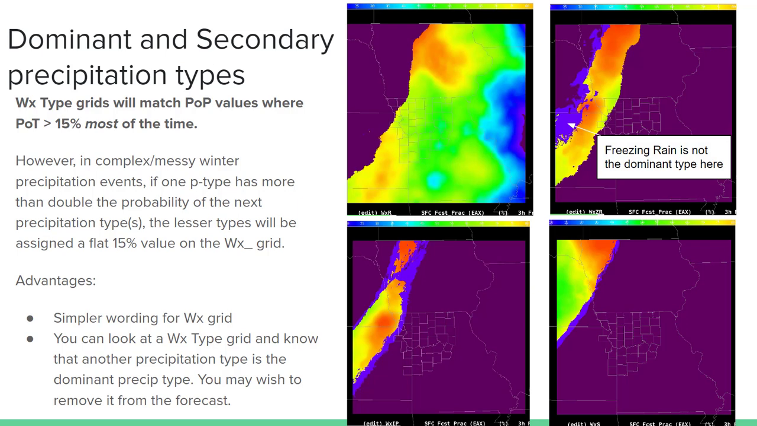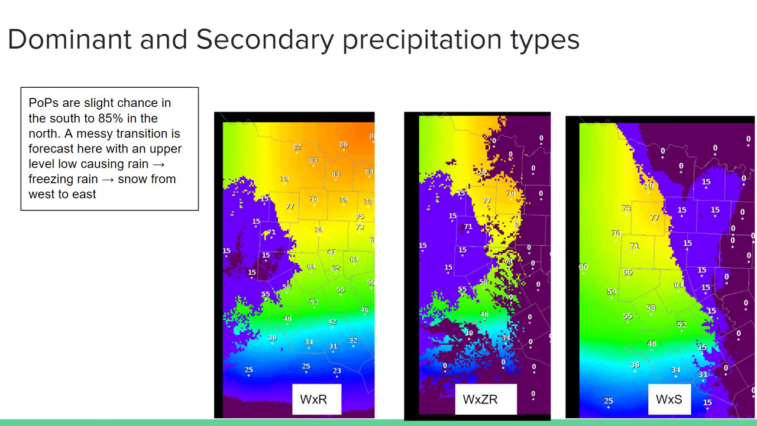There's one or more precipitation types that are more likely. So as a forecaster and grid editor, just by looking at this freezing rain grid, you will know that you can remove freezing rain from the forecast here if you don't want it, without creating any consistency issues later.